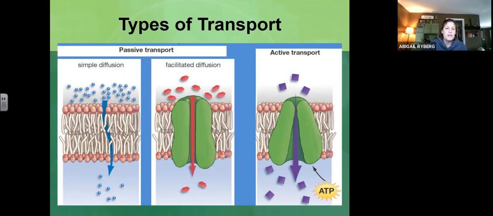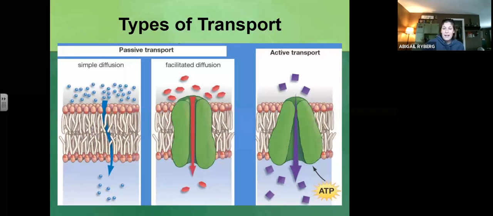With passive transport, there are 2 examples. I want you to think truly of a passive person, a very laid back person. So passive transport doesn't require energy. The molecules can just move through the membrane pretty freely. Active transport, over here on the far right, is just that. It is active, and think of it as being active. So active transport requires energy for these molecules to move through the membrane.